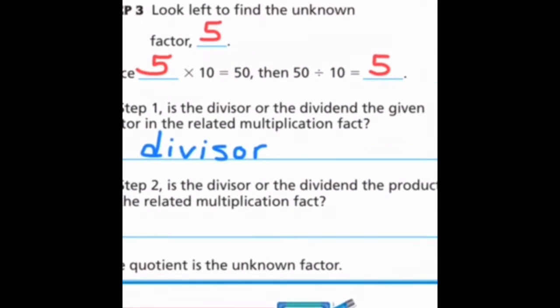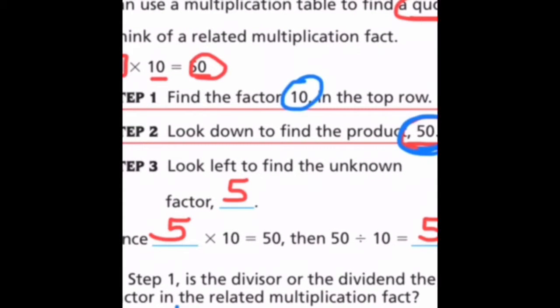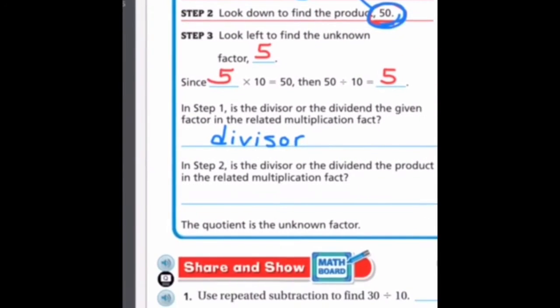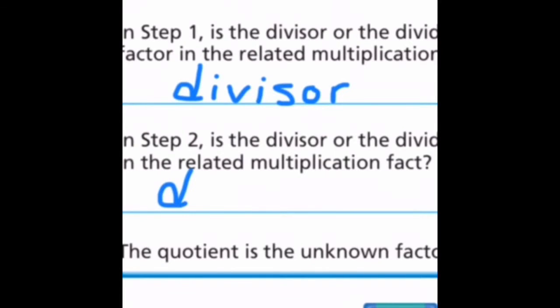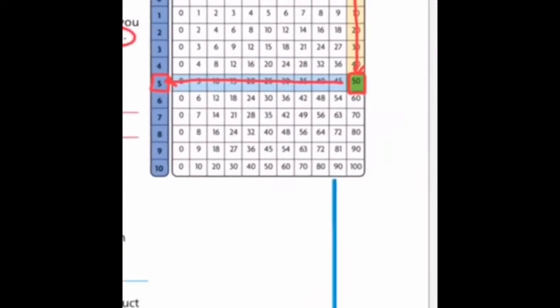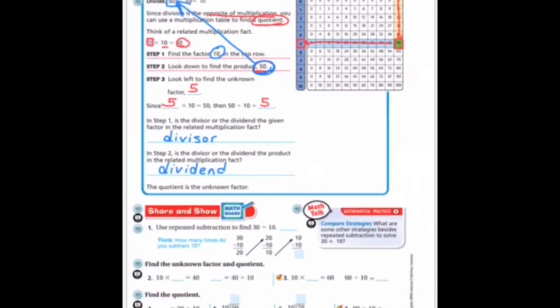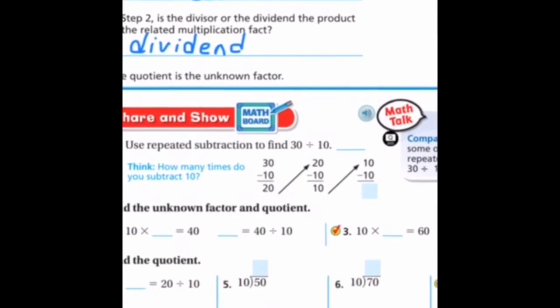In step 2, the divisor or the dividend, the product in the related multiplication fact. In step 2, we looked at 50, right? And that is 50 up here at the top. Oops, sorry about that. 50 up here. That is our dividend. And then the quotient is the unknown factor. Okay. Now we don't get to carry too many of these around. However, you do have one in your workbook on page 372. Yes, page 372. So you could use that if you want.